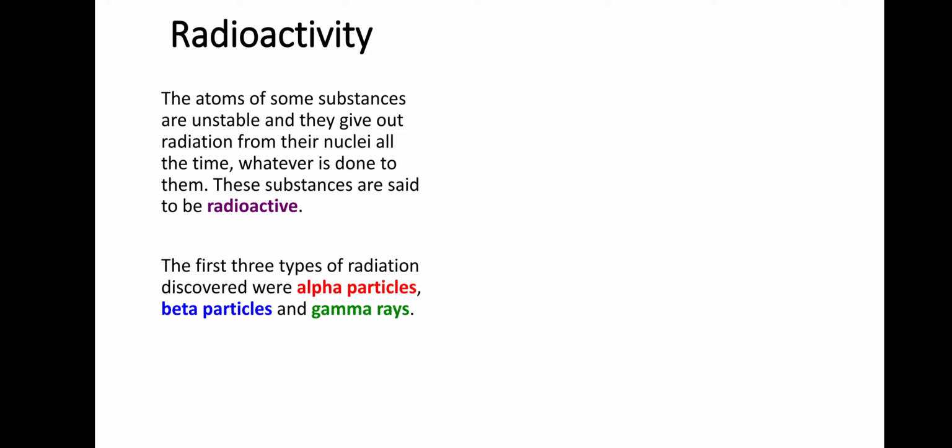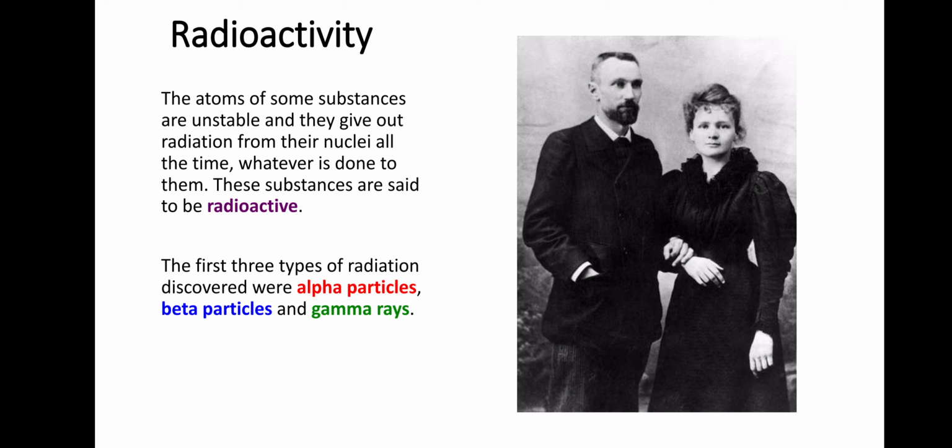The atoms of some substances are unstable and they give out radiation from their nuclei all the time. Whatever is done to them, these substances are said to be radioactive. So the first three types of radiation discovered were alpha particles, beta particles, and gamma rays, by this pair, Henri Becquerel and Marie Curie. And I believe Marie Curie's husband was involved as well with the research on radioactivity.